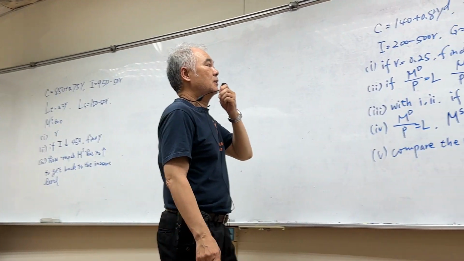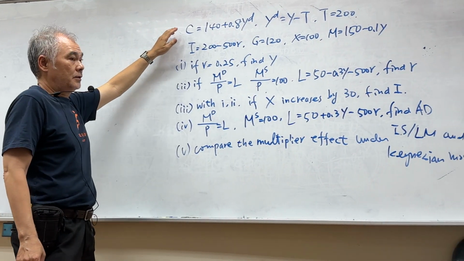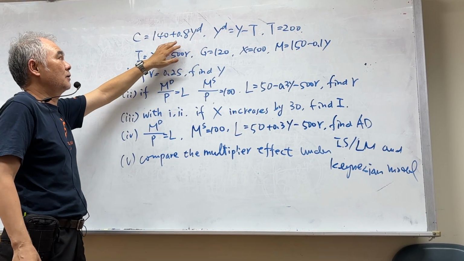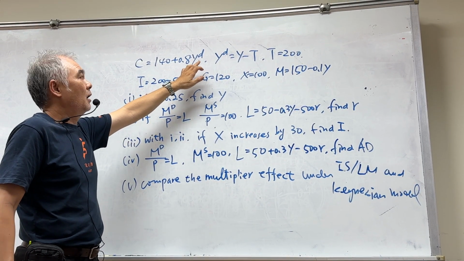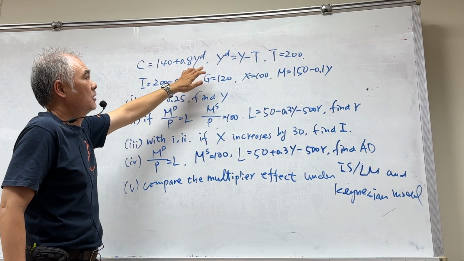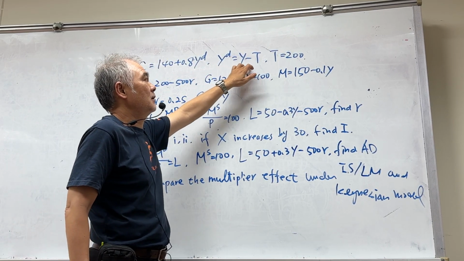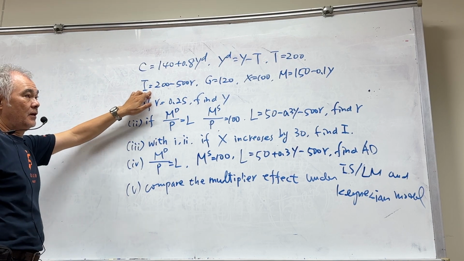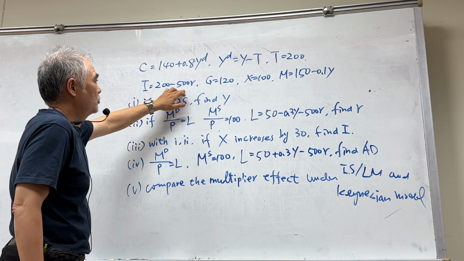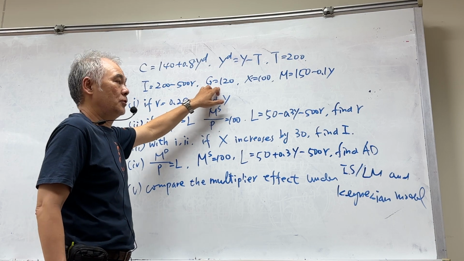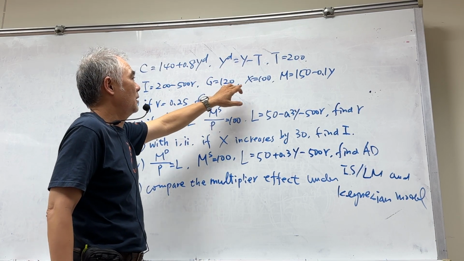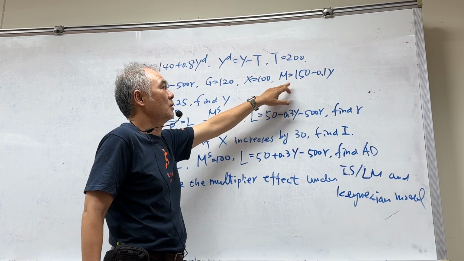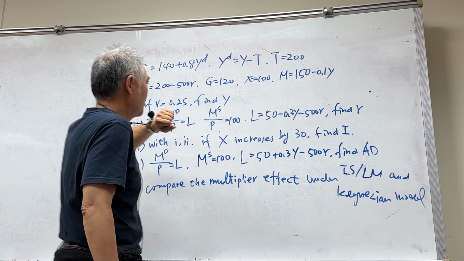Now, this is the second question. We have C equals 140 plus 0.8 Yd, okay? And Yd is again disposable income. So disposable income is Y minus T, and you have T equal to 200. And investment is 200 minus 500R. And then you have G, government expenditure, 120, and X, that's export, 100. And M is import, 150 plus 0.1Y.